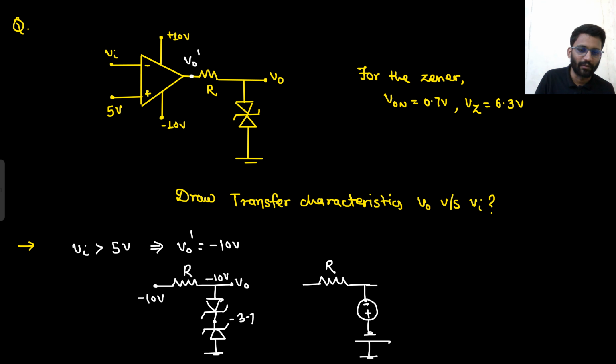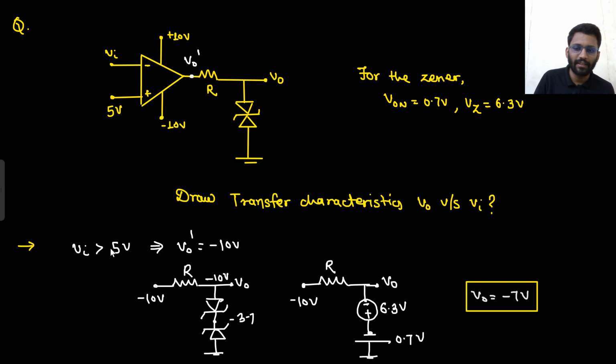So it was replaced with the battery of 6.3 volt and it was replaced with the battery of 0.7 volt. And here we were having minus 10 volt and this was your V0. So what is the V0 you are getting? V0 you are getting is minus 7 volt. That's it. So if your Vin is greater than 5 volt, this is what you are getting.